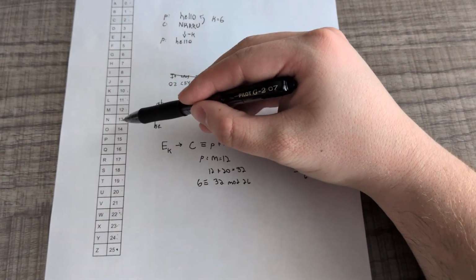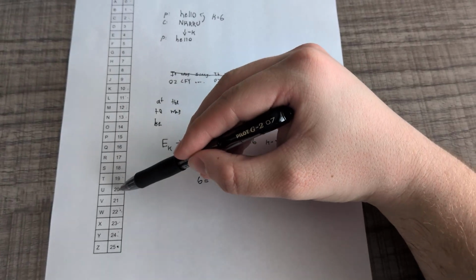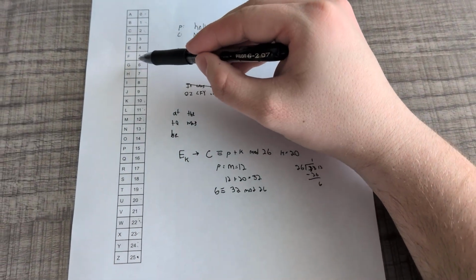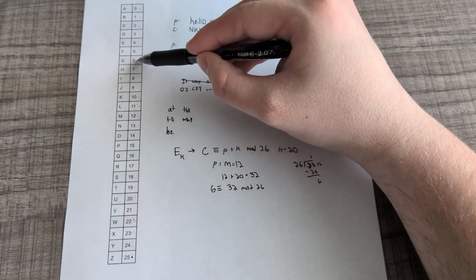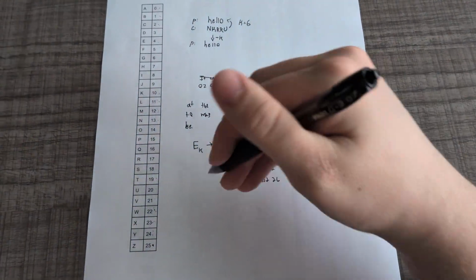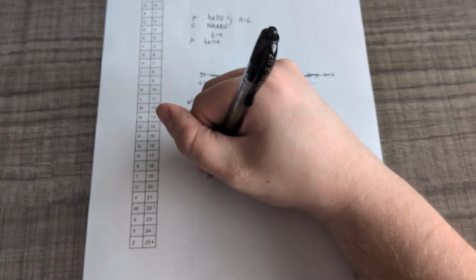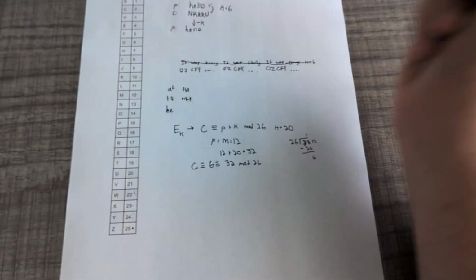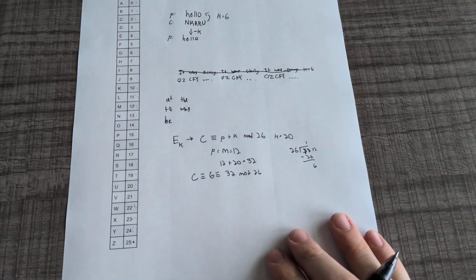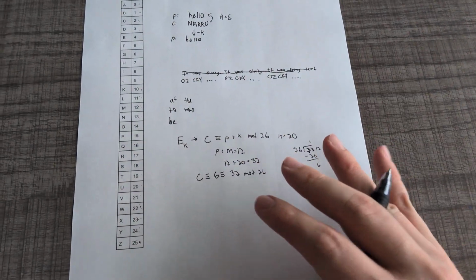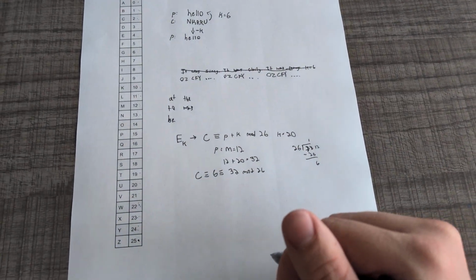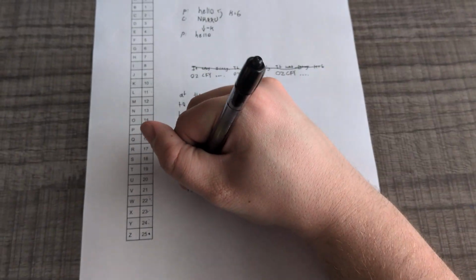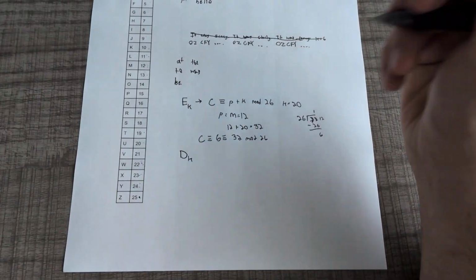We can confirm that: if we go to M and then go up 20, 1, 2, 3, 4, 5, 6, 7, 8, 9, 10, 11, 12, 13, 14, 15, 16, 17, 18, 19, 20. Yep, we're at number 6, which is G. So our ciphertext is going to be 6, G. And so that's how we encrypt things in the Caesar cipher. To decrypt, we do what we did over here. We do our negative K.